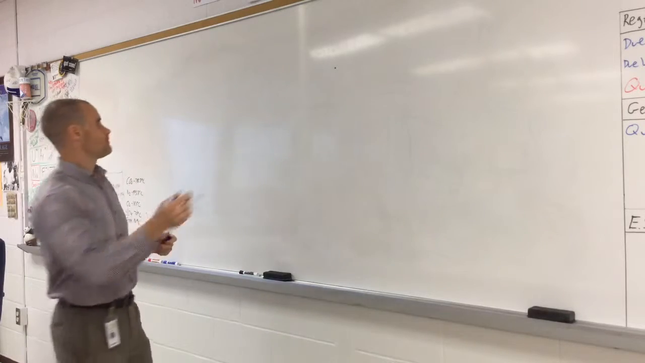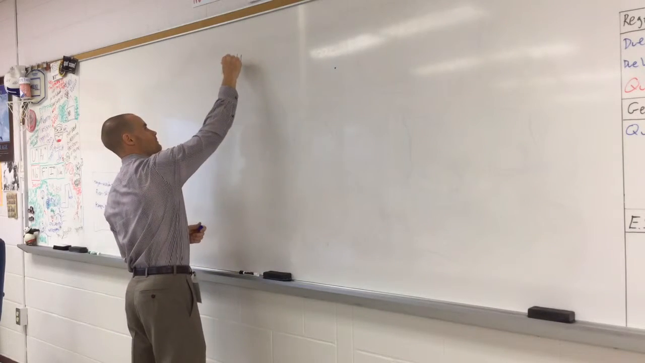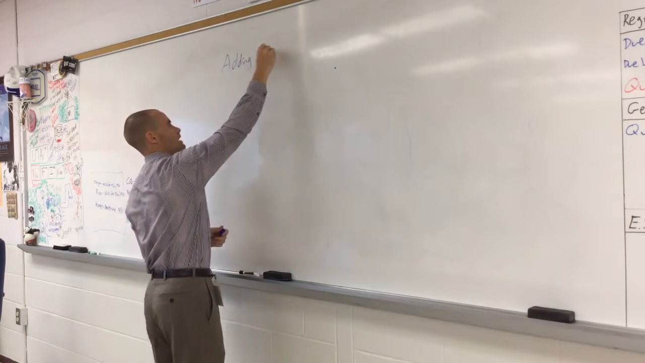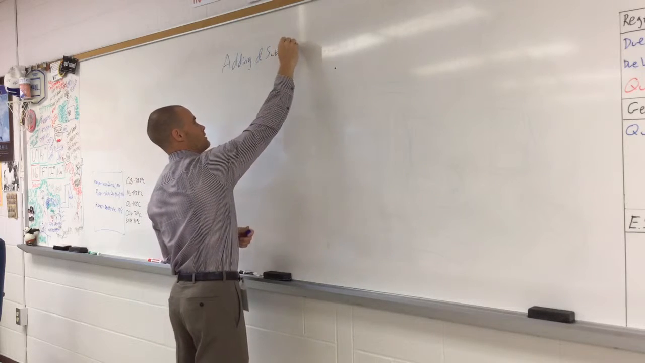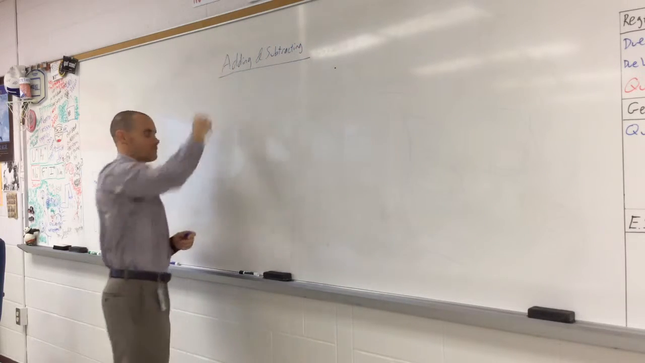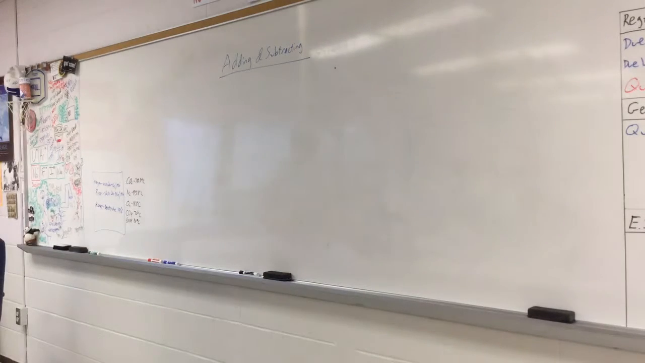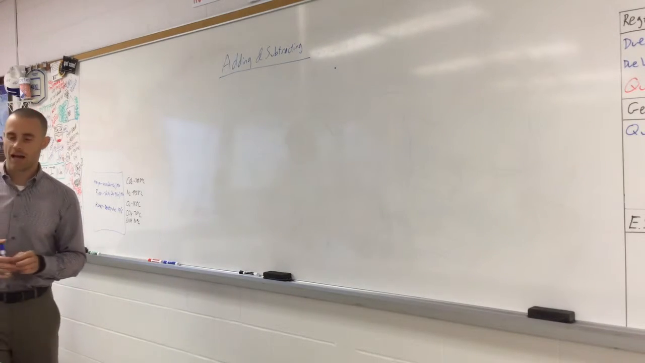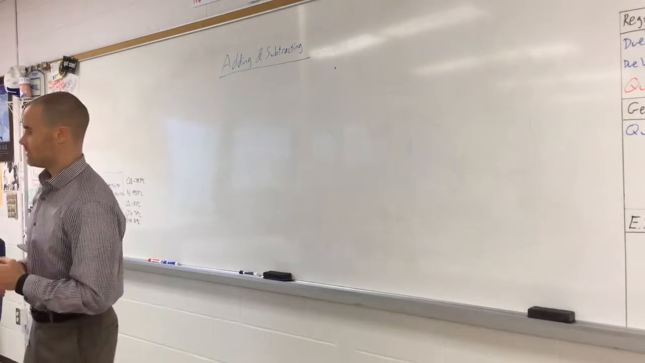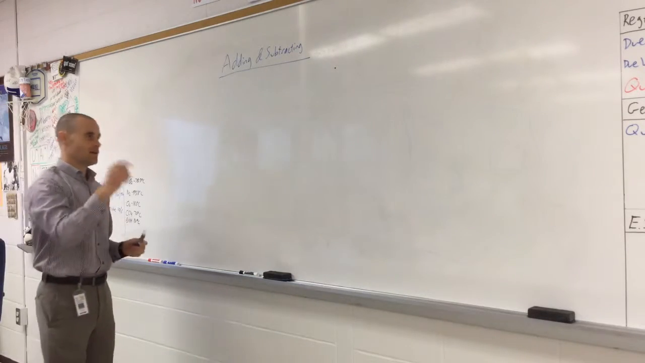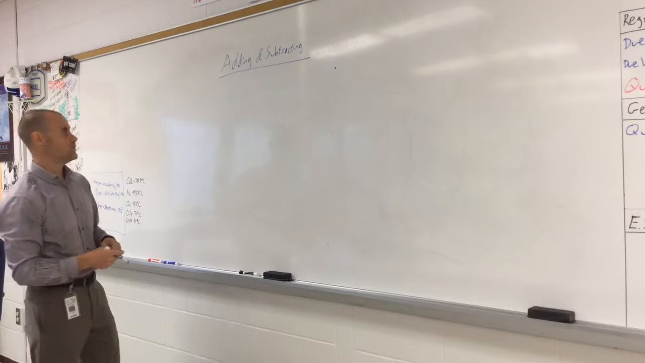Adding and subtracting with significant figures. All right, this is different. The rules are not the same. You do not round your answer so it has the lowest number of sig figs. Not the same rules, it's different. Let me give you a couple examples, see if you can follow.